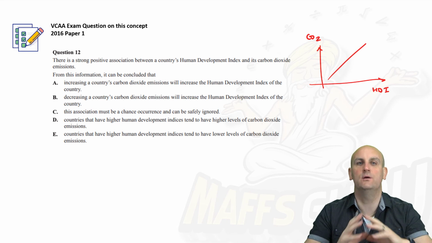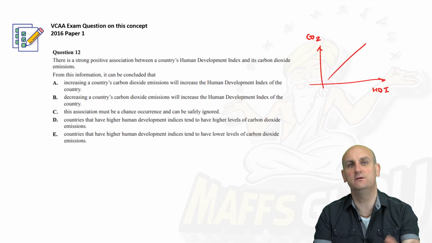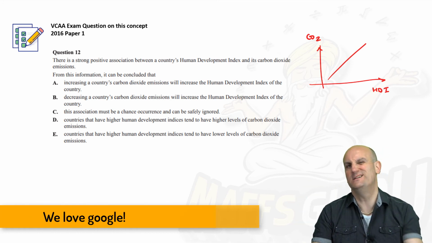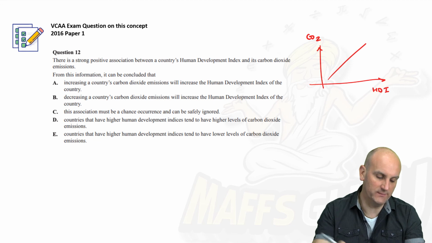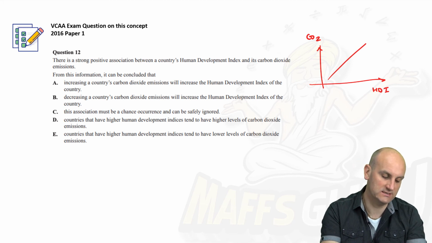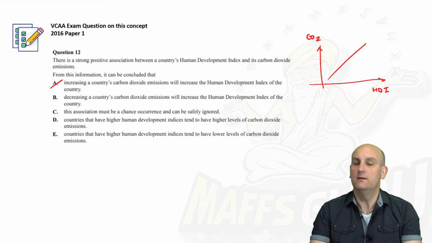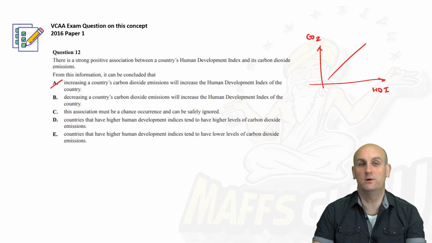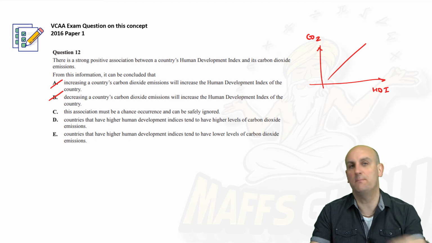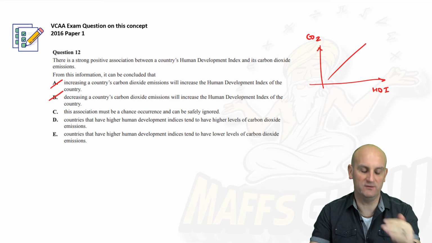Index is, all right? So if you don't know what a Human Development Index is, just Google it. Just type it in, read whatever comes up first, undoubtedly from Wikipedia, and then at least you'll have a bit of an idea what it is. So the question is, from this information, it can be concluded that increasing a country's carbon dioxide emissions will increase the Human Development Index. That makes absolutely no sense to me whatsoever. Yes? Pumping more carbon dioxide into the world probably isn't going to make anything particularly good. Decreasing a country's carbon dioxide emissions will increase. Nope, because again, we're having a positive, strong positive association.